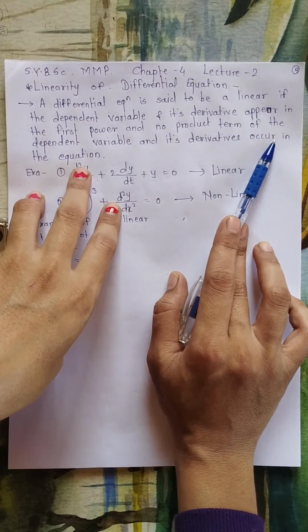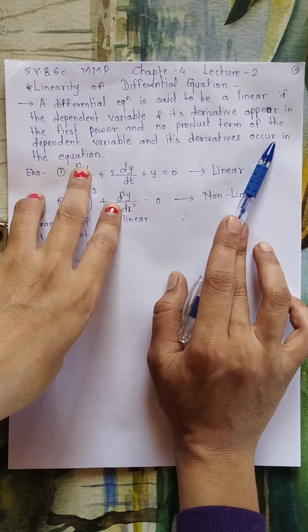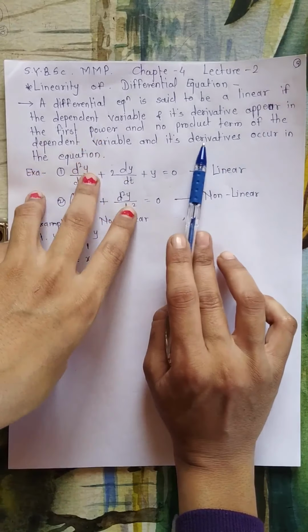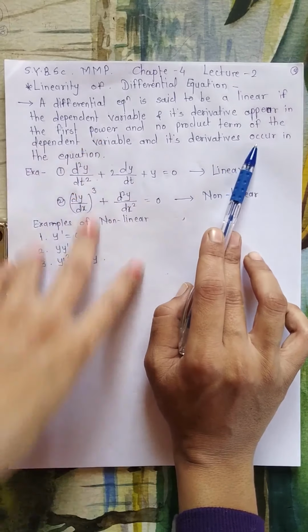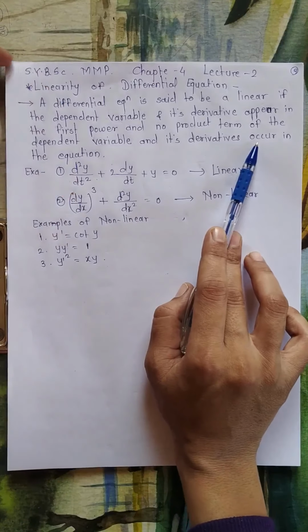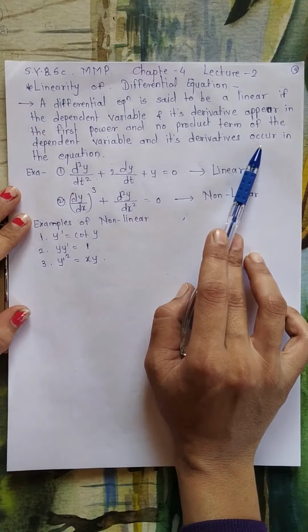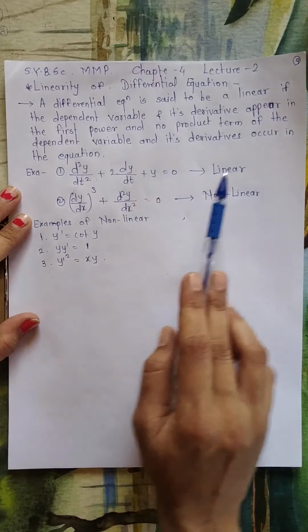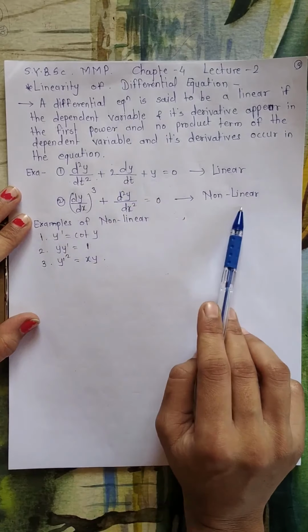Means linearity depends on the power of dependent variable and its derivative. If that power is 1 and there is no product term of this dependent variable and its derivative, then that equation is known as a linear differential equation. So let's discuss these two examples. First is linear and second is non-linear.